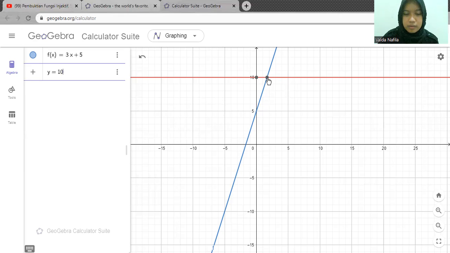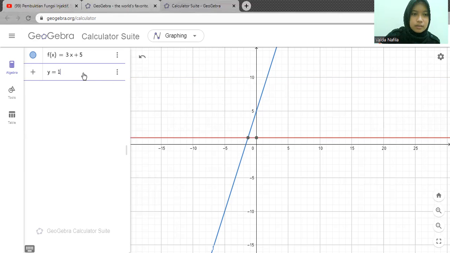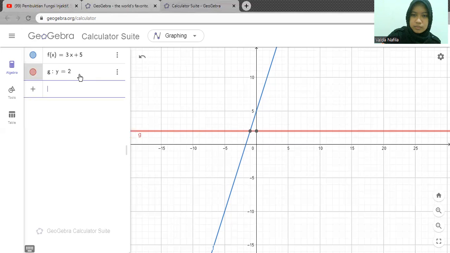Okay, injective function. We replace, for example, with 2. Okay, this is an injective function too because it only intersects at one point.